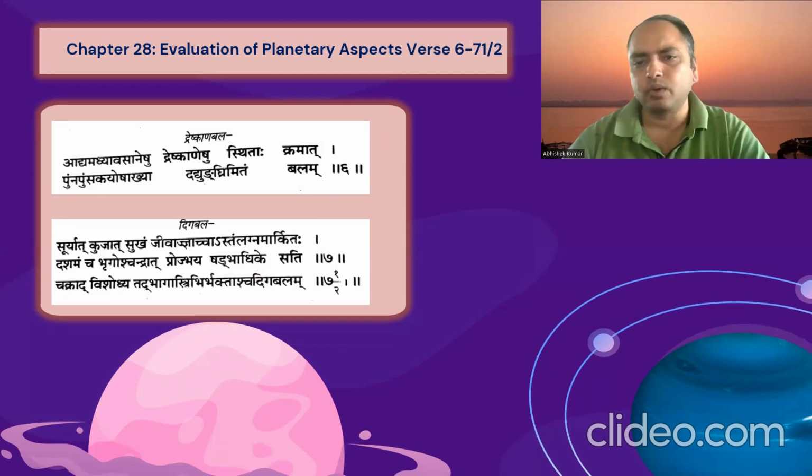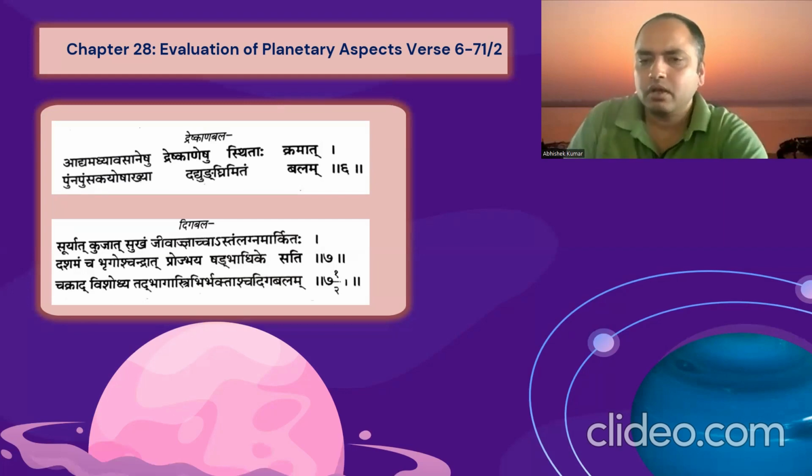So male planets we know. Male planets are like Sun, Mars, Jupiter. Female planets we know. Female planets are like Venus, Moon. And Mercury and Saturn we know they are the neutral planets.